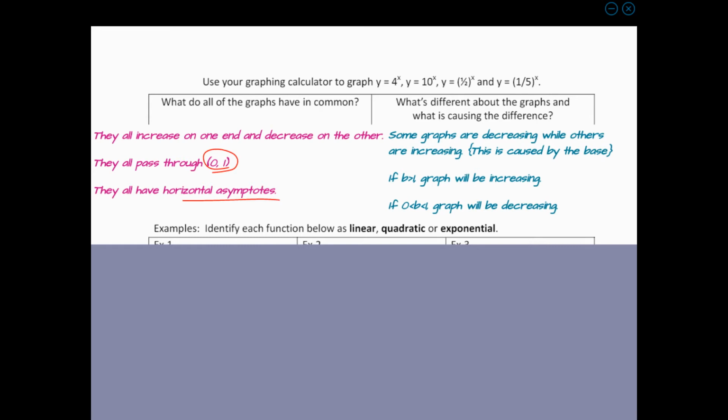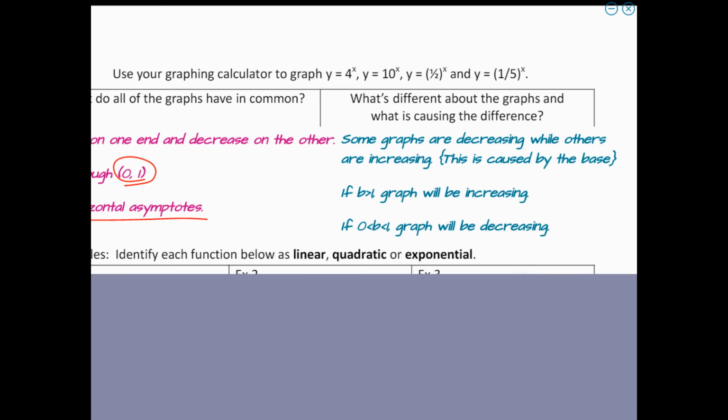Then on the other side, it asks what the differences between the graphs are. Preston, are you getting these notes so you'll have them? Yes, actually. Okay.